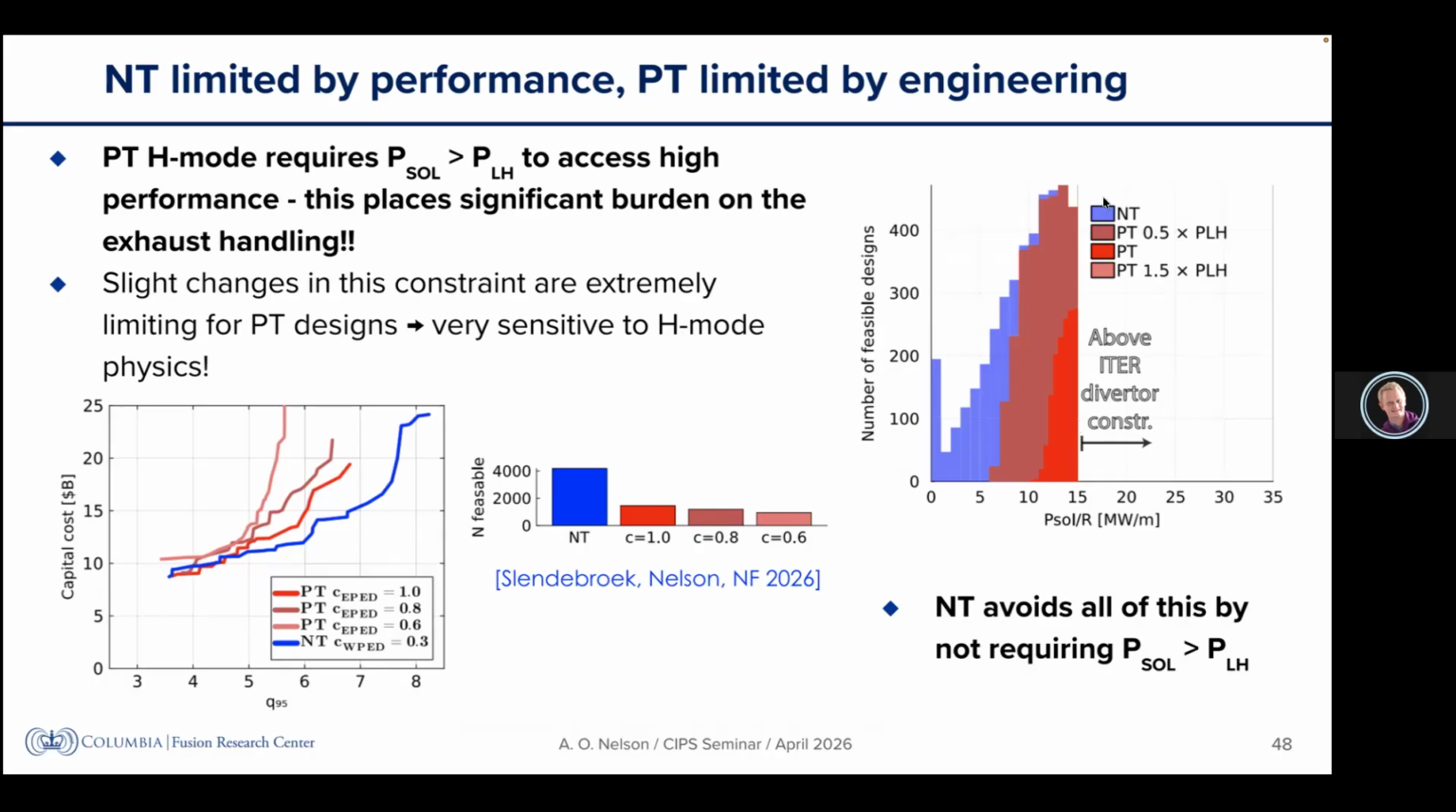In contrast, the negative triangularity has a lot of solutions down here that have very, very little P_sol over R. It's just more compatible with your divertor constraint because you don't need to dump all your power across the separatrix. You're never trying to trigger the H-mode pedestal, right? And so you can operate with a much lower scrape-off layer power. That's good.